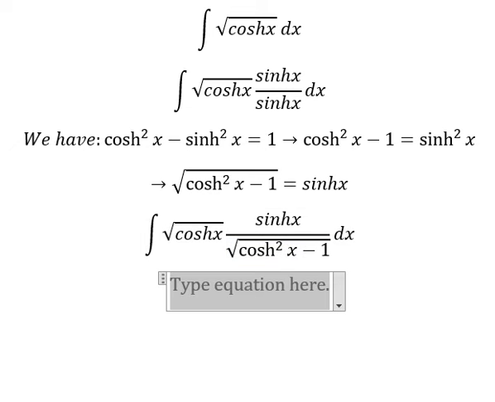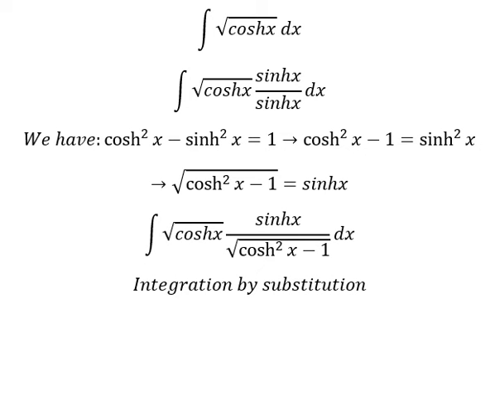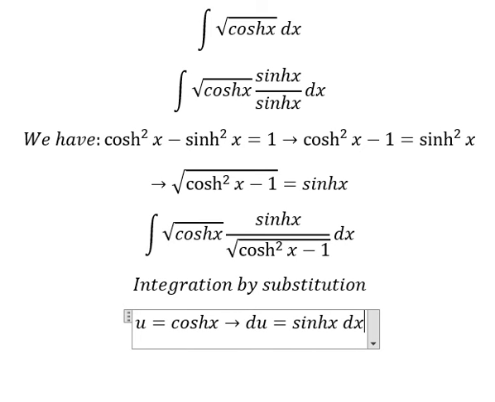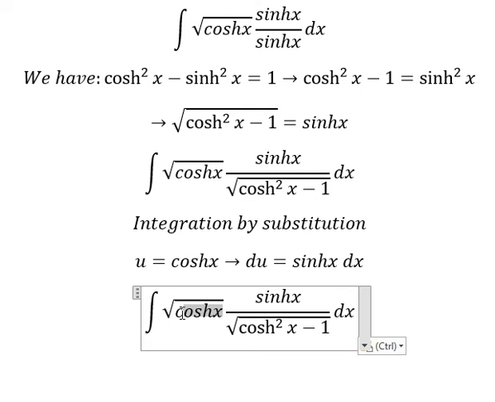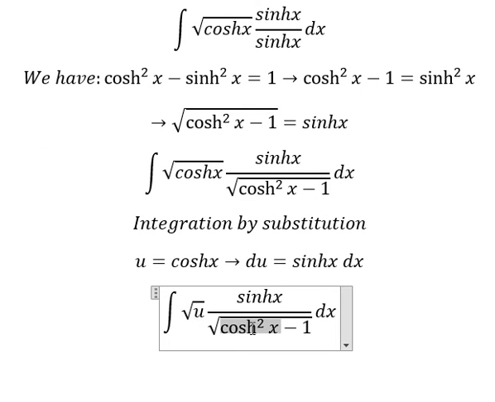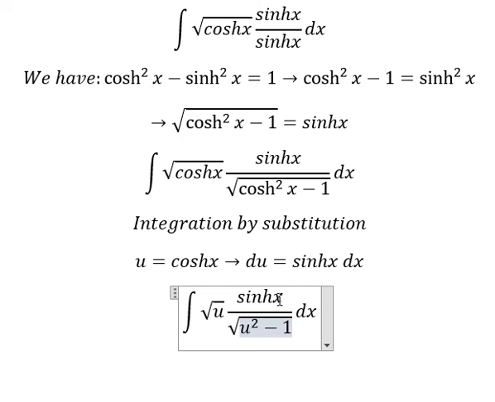Next, we can use integration by substitution. So I will put u equals cosh x. Later, we need to first take the derivative of both sides and we have du equals sin x dx. So this one we change for u, this one we change for u, and sin x dx we change for du.